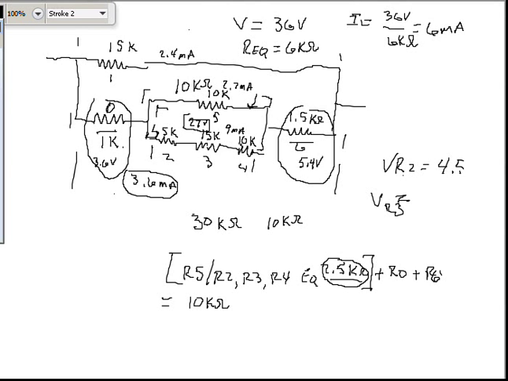2.7 milliamps, minus 2.7, equals 0.9 milliamps. 0.9 milliamps, not 9 milliamps. 0.9 milliamps times 15,000 equals, whoops, 0.0009 times 15,000 equals 13.5 volts.